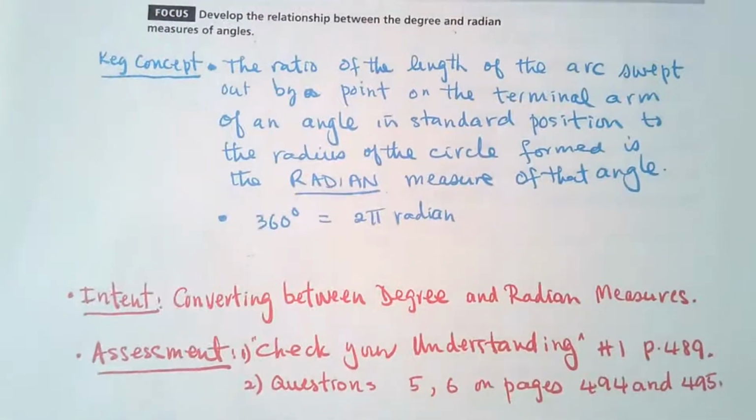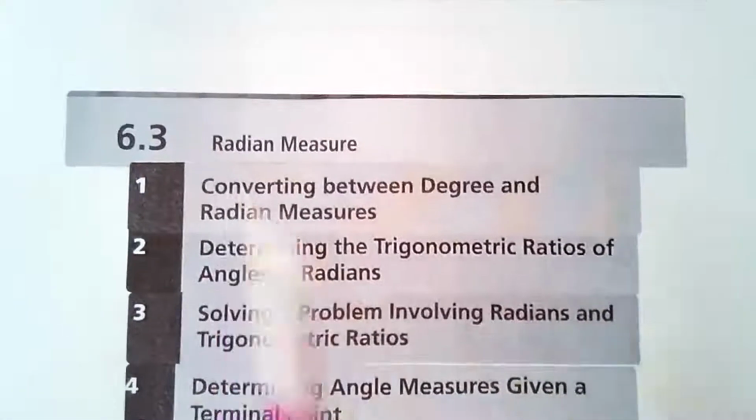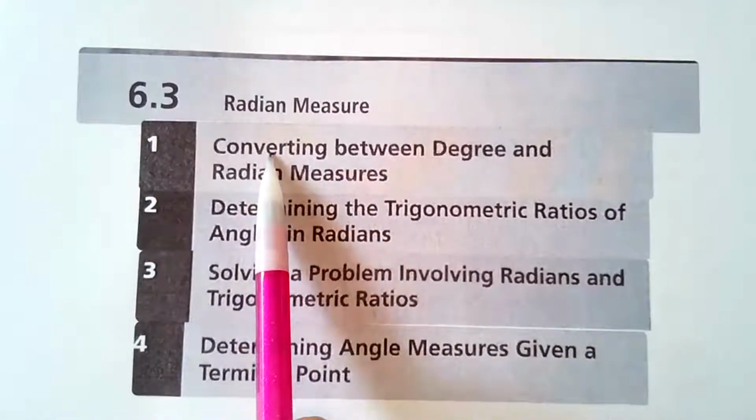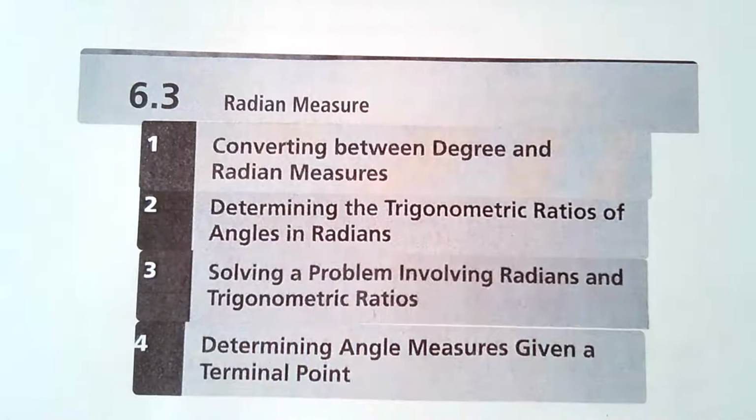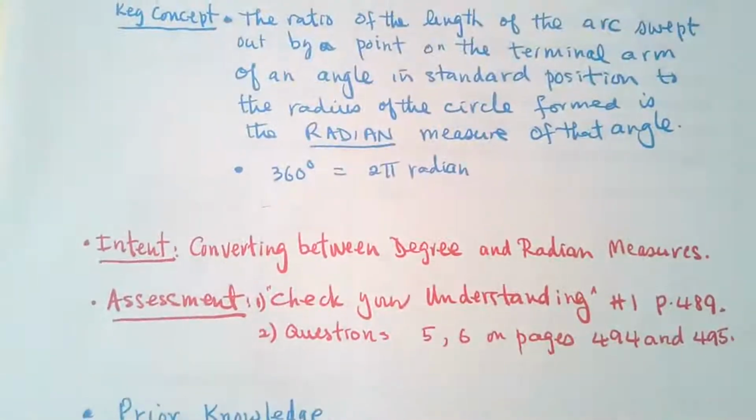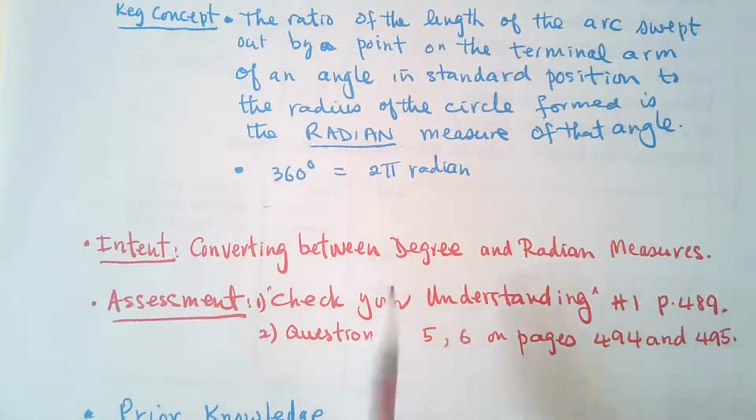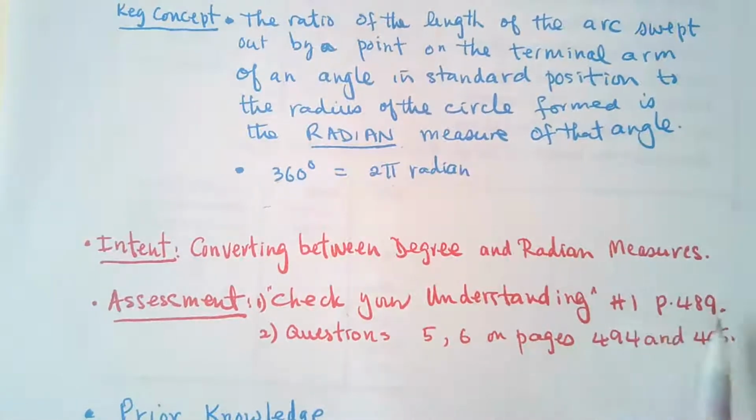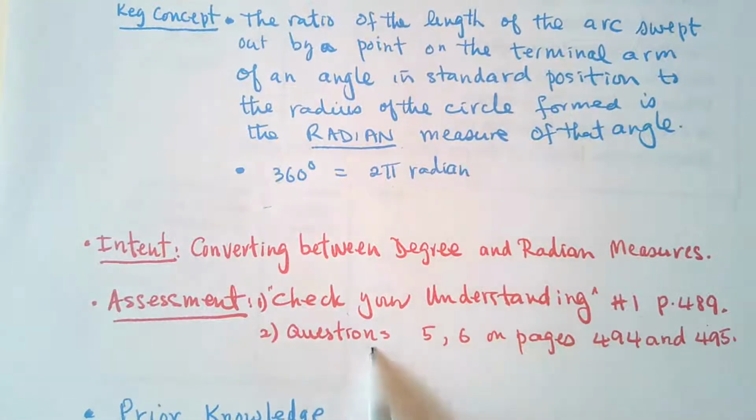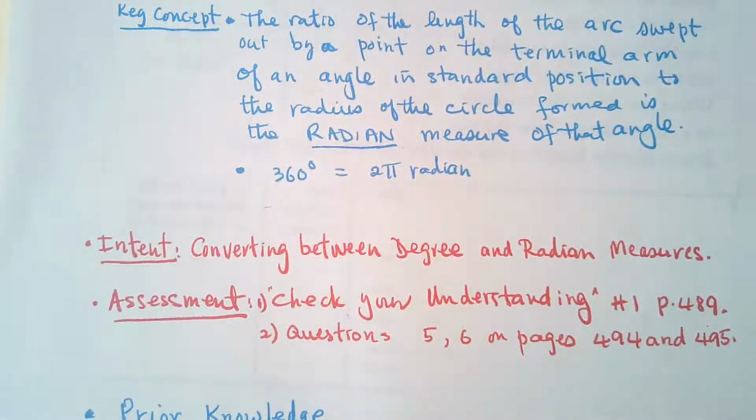For today's lesson, we'll be working on the first one, which is converting between degrees and radian measures. So the intent today is to convert between degrees and radian measures. At the end of it all, you will be able to check your understanding number 1 on page 489, and questions 5 and 6 on pages 494 and 495 of your textbook.